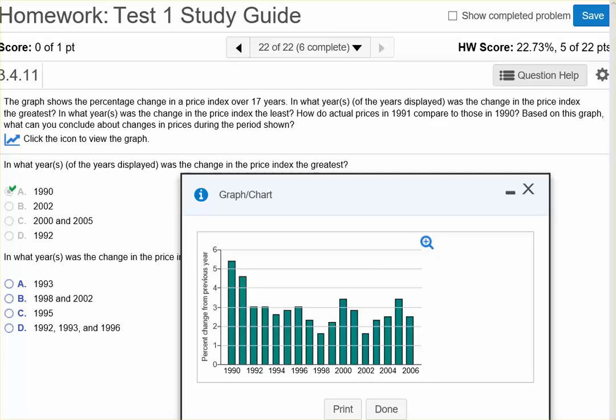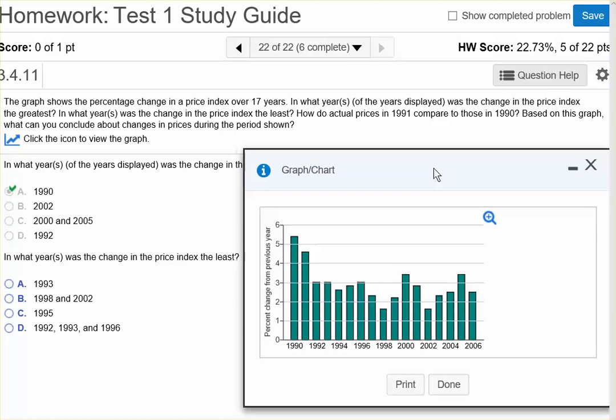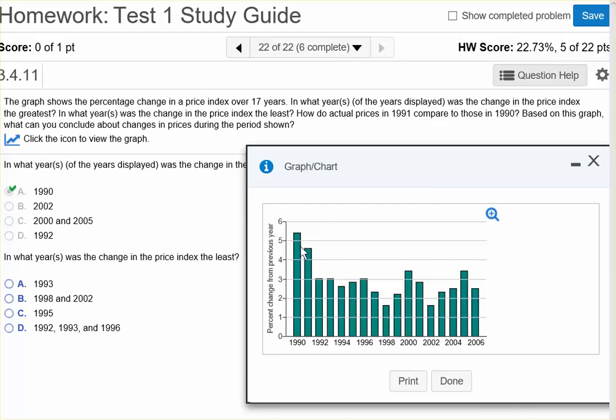And the smallest change, of course, is when did it change the least? Well, let's look at when the bar was the shortest. That happened in 2 places, in 1998 and in 2002.